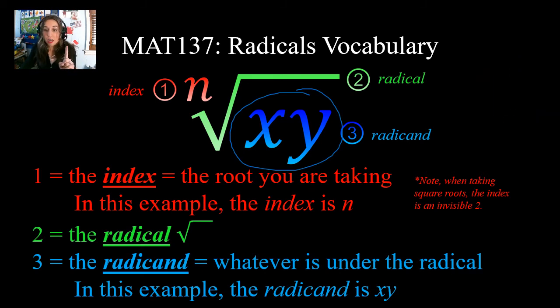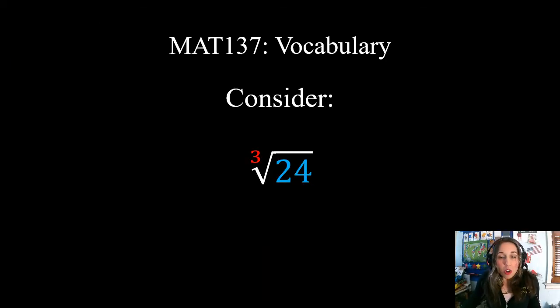So you've got the index, the radical, and the radicand. 3 really important words. Of these, I'd say the most important new word you're going to be using all the time is index. I'm going to constantly be referring to the index, okay? So that's really important. So let's just quickly look at these vocabulary words just to make sure we're really comfortable with them, because after this I'm going to do a lesson where I use those vocabulary words a lot.